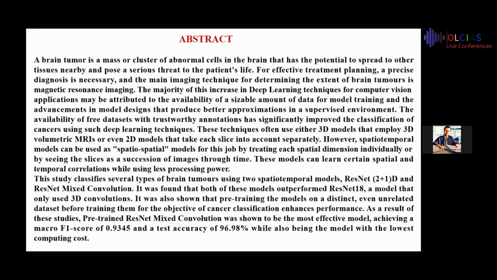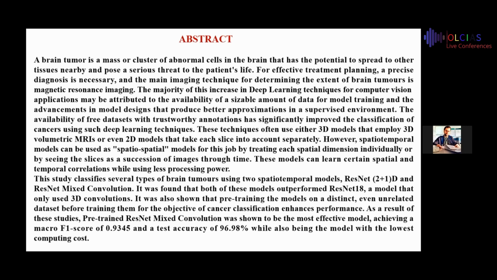So this study classifies several types of brain tumors using two spatio-temporal models, ResNet (2+1)D and ResNet Mixed Convolution. It was found that both of these models outperformed ResNet 18, a model that only used 3D convolutions. It was also shown that pre-training the models on a distinct, even unrelated data set before training them for the objective of cancer classification enhances performance.